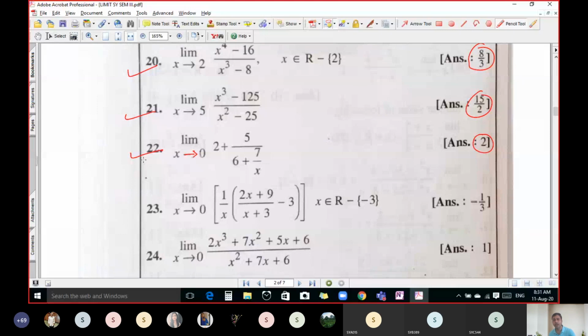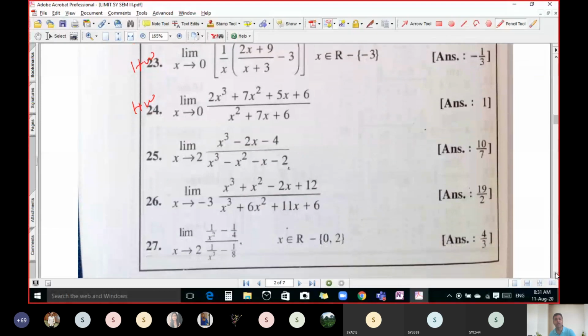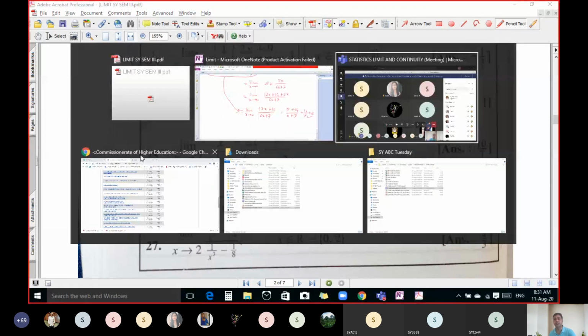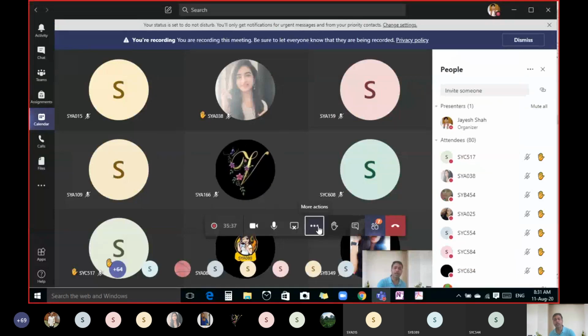Questions 23 and 24 are homework. We will continue with question number 25, which is slightly complicated because of this x cube, and we will discuss how to solve it in our next lecture. I think this is enough for today, and if any of you have any doubt, you can ask.